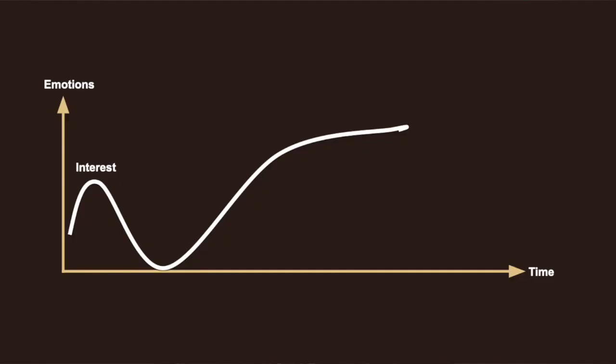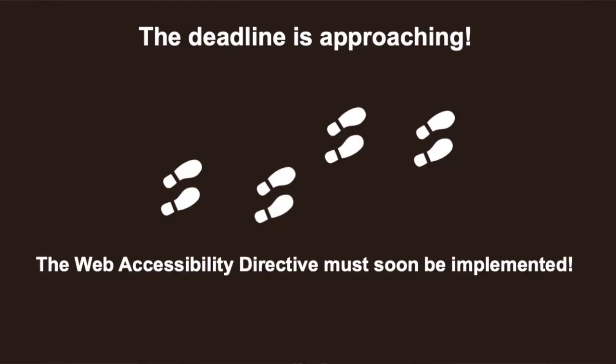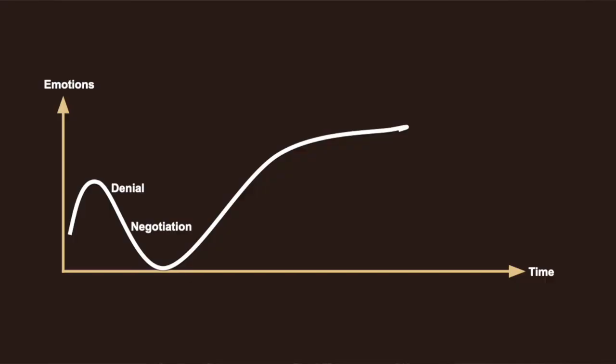As an example, we can take those in the organization who are about to take responsibility for making documents accessible. People's emotions generally go up when we raise awareness about the need for accessibility. They think it's interesting to learn something new. But time passes and the deadline is approaching. The Web Accessibility Directive must soon be implemented. People know that we will no longer accept inaccessible documents on the website, and this is making people feel a bit stressed. At this point, the positive emotions go down.